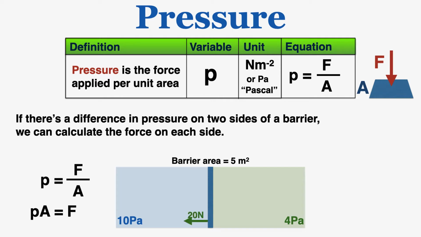So the force applied from the green gas is equal to 20 newtons to the left, and the force applied from the blue gas is equal to 50 newtons to the right. So I can see that the net force on this barrier is 30 newtons to the right. So these forces behave just like other forces. We can add them together to find the net force.